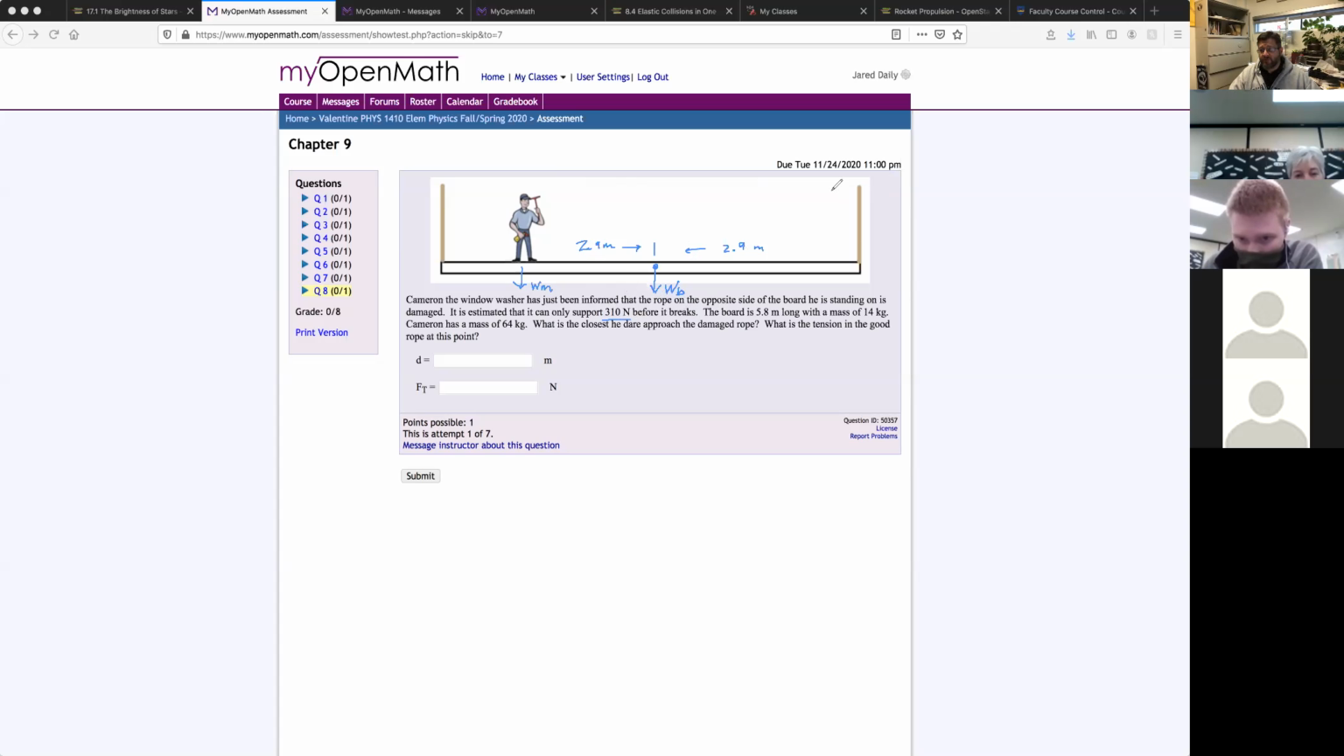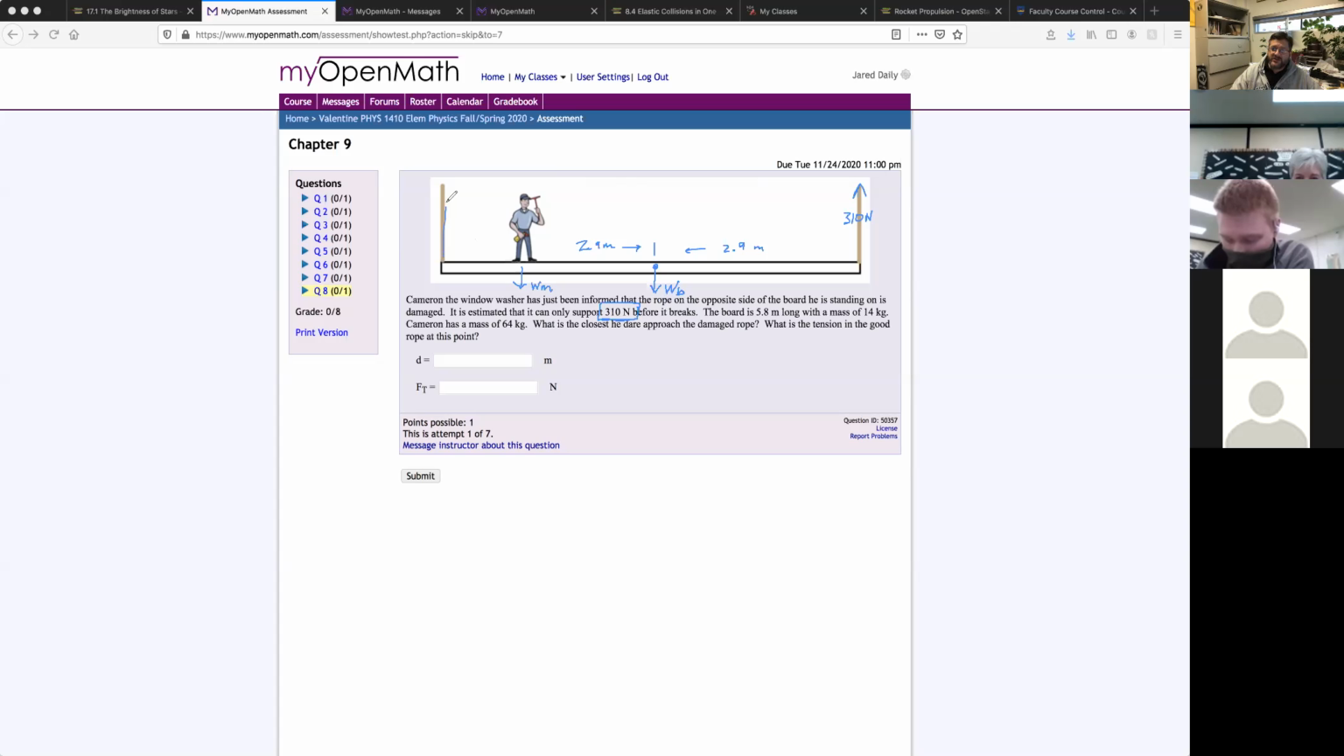So right before it breaks, how much tension will be in this rope right before it breaks? That'll be the 310 newtons, right? Right at 310 newtons is where it's going to break, so we don't want it to get bigger than that. So we're going to say that there's a tension upward here of 310 newtons at the point where we're trying to solve this problem.